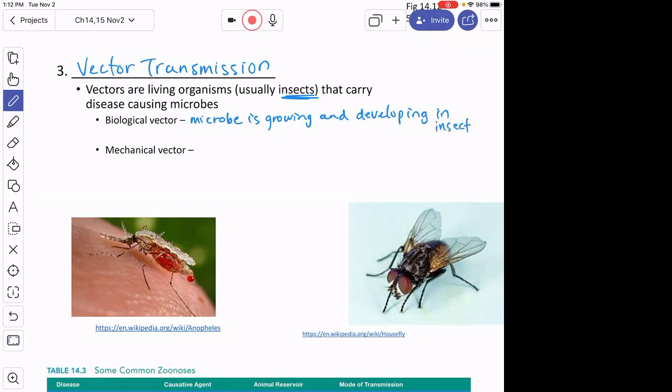So you would have to know something about the life cycle of the disease that you're talking about to understand if that insect was a biological vector, meaning there's part of the life cycle of the pathogen in the insect, or whether the vector is just a mechanical vector, meaning that it's just a passive carrier.